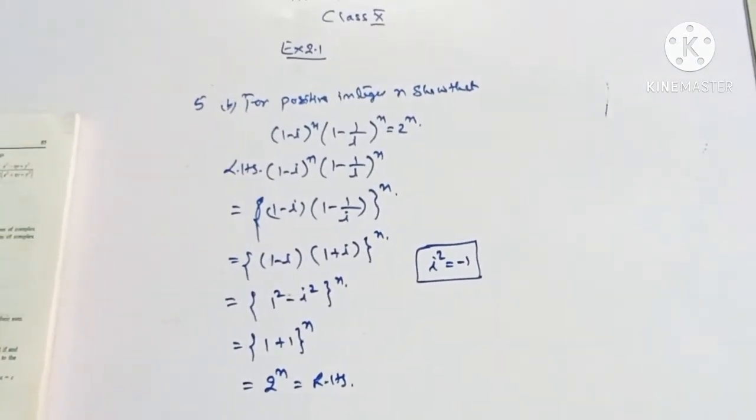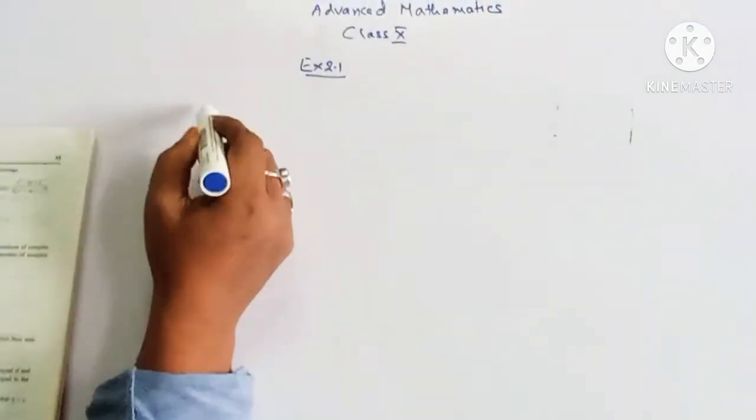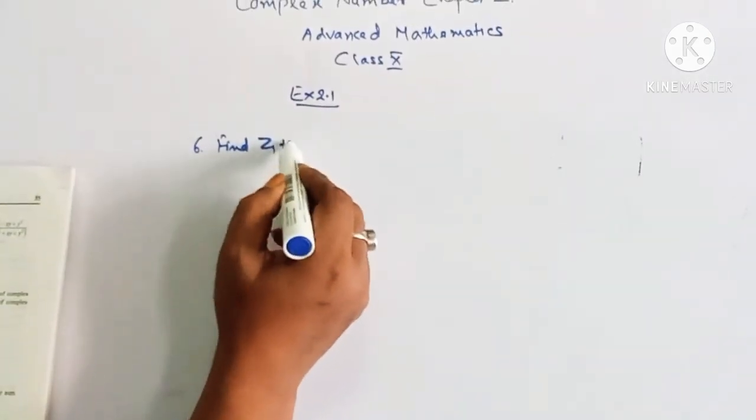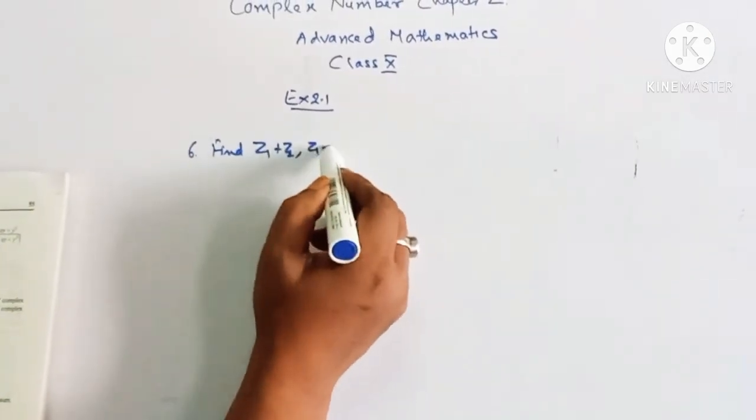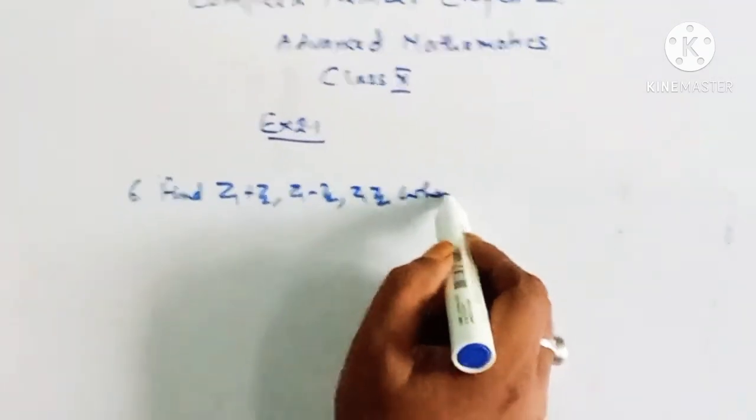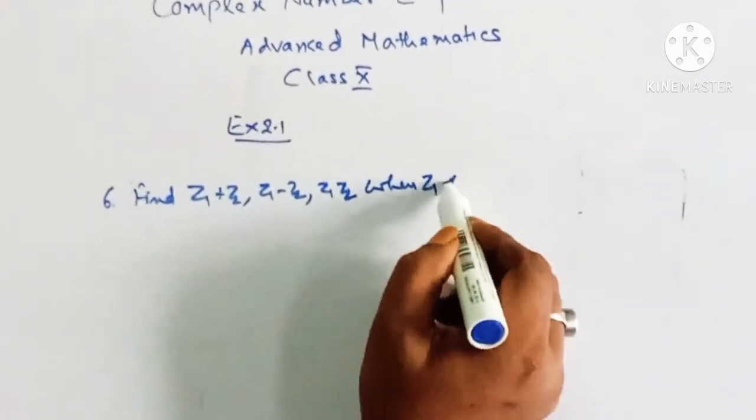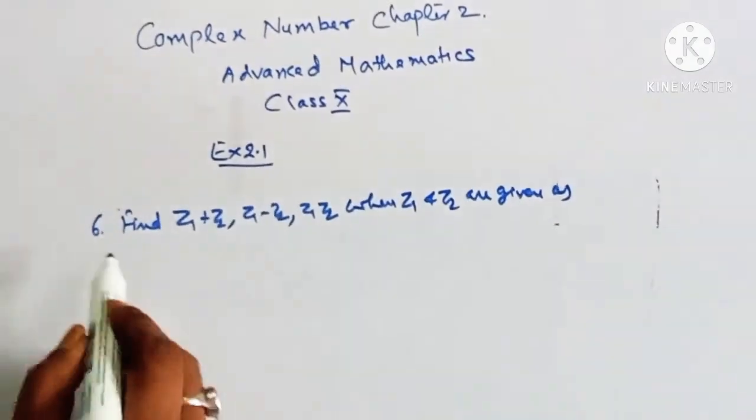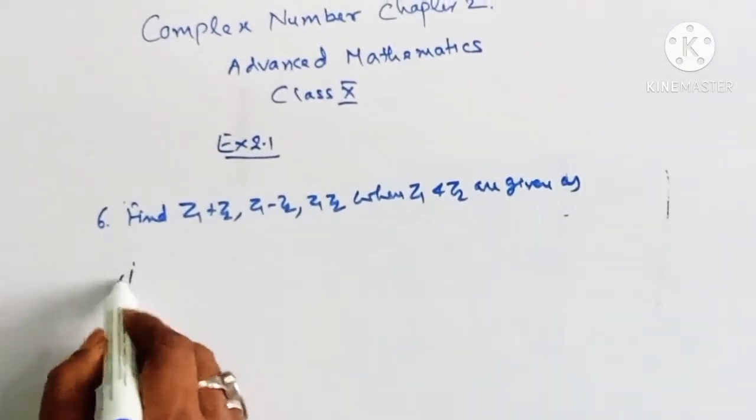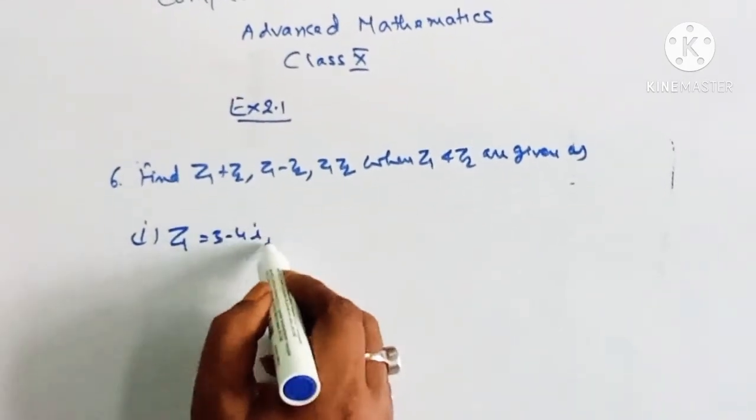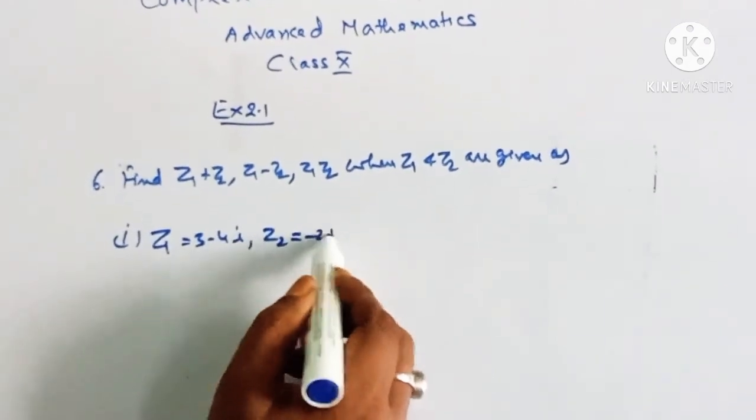Now I am going to another question. This is question number 6. Find z1 plus z2, z1 minus z2, z1 into z2 when z1 and z2 are given. As I am going to do only one question for you, the rest you can do it yourself. z1 is equal to 3 minus 4i and z2 is equal to minus 2 plus i.